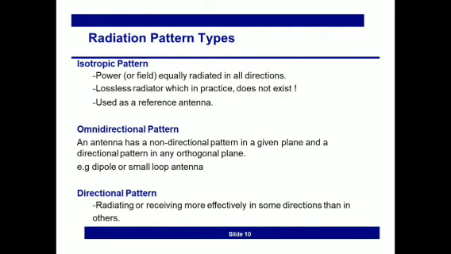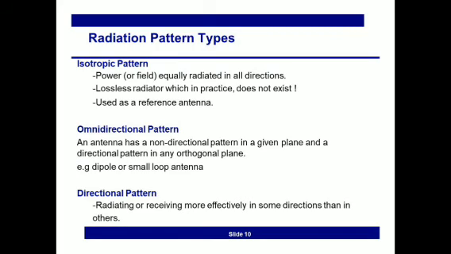Now we come to the various types of radiation patterns. The first is the isotropic radiation pattern, which is the pattern in which the power is radiated equally in all directions. This is basically a hypothetical radiator because its efficiency is 100%, so it is also called a lossless radiator, which cannot exist in practice because all antennas have some directional nature. But this type of radiation pattern is used as a reference for other real world antennas.